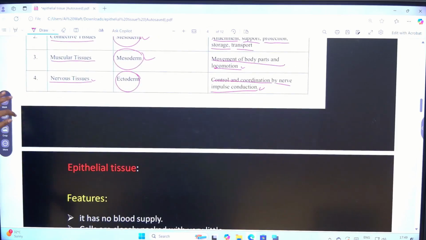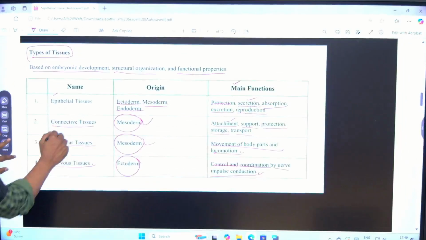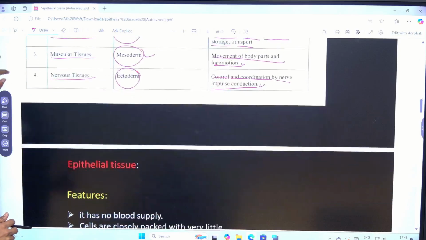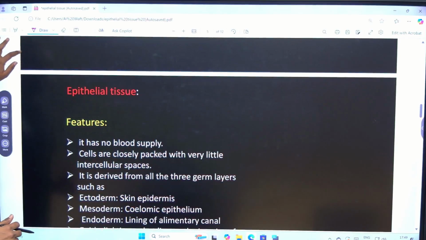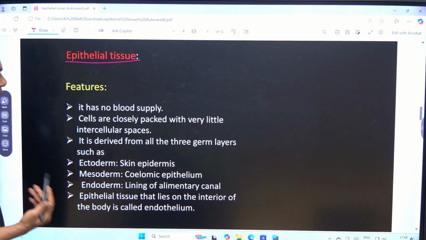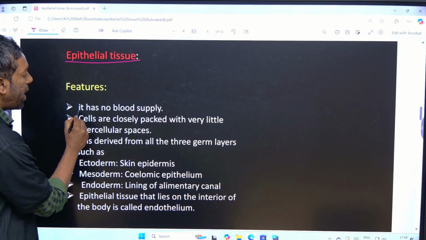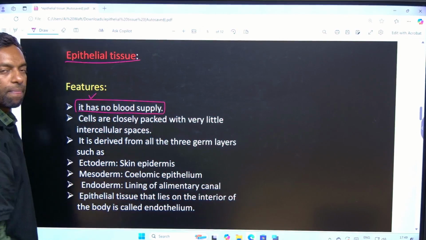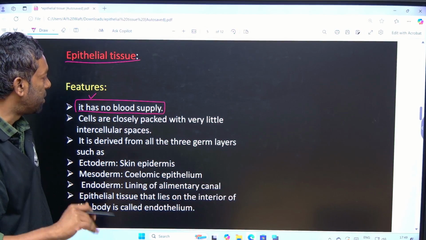Okay, we are going to discuss epithelial tissue now. Epithelial tissue, main features. What are the features? It has no blood supply. Most important for the exam: it has no blood supply.